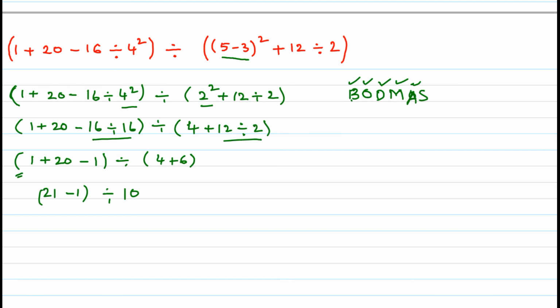Okay, till now we were not solving the part outside the bracket. So this is within the bracket part. First we need to solve these parts. Okay, so that's why 21 minus 1 will be 20 divided by 10. So the answer would be 2.